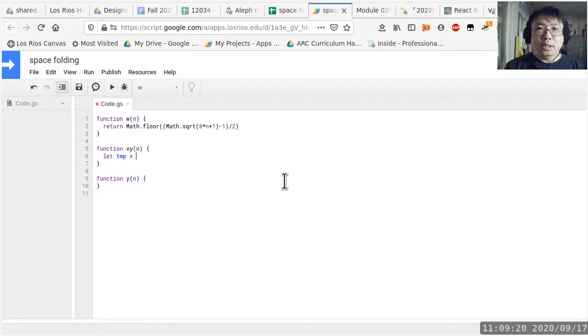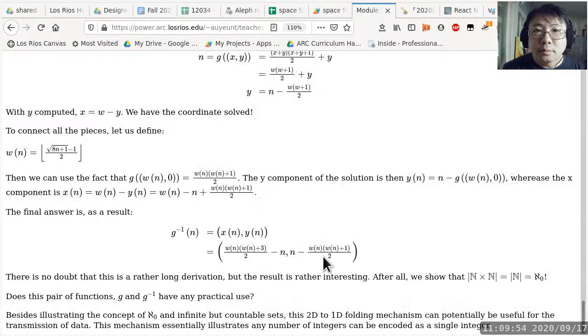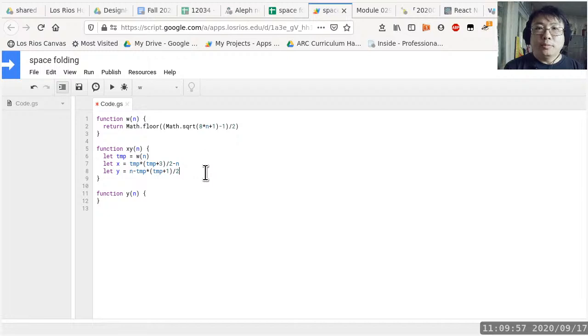We'll define tmp as a temporary variable as w of n. Okay, so we now know what x is. x is tmp times (tmp plus 3), the whole thing divided by 2, minus n, and then y is n minus tmp times (tmp plus 1), the whole thing divided by 2. I think that is correct. Yes. Okay, excellent.